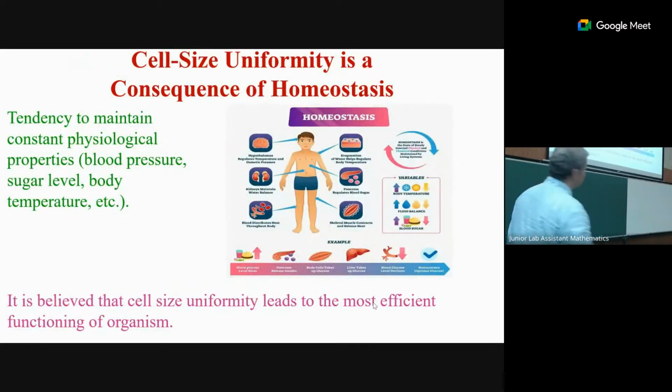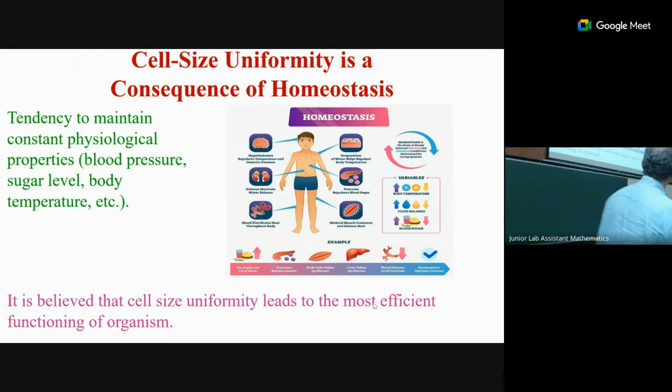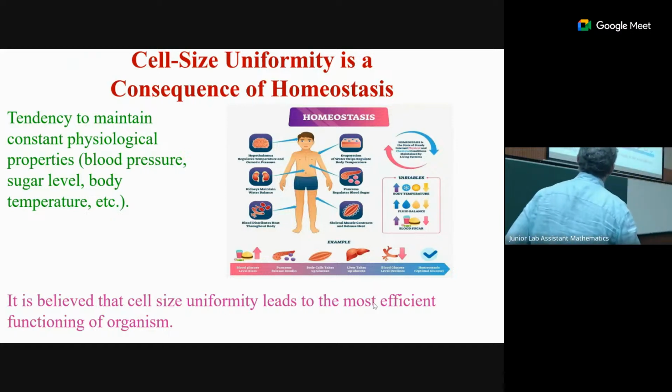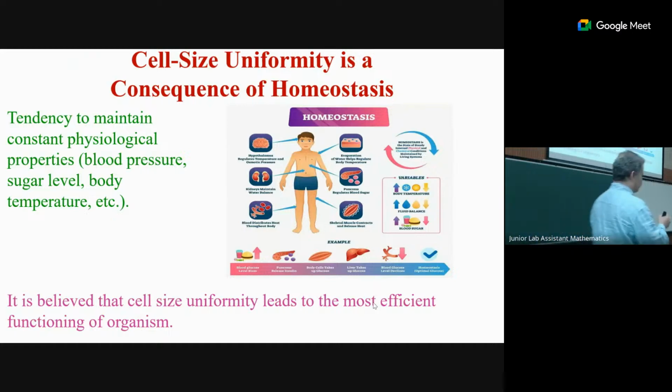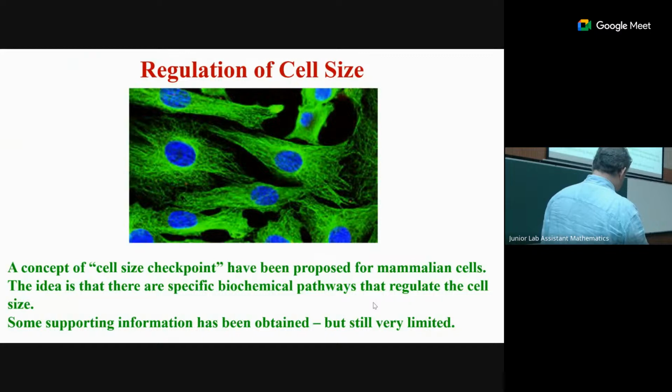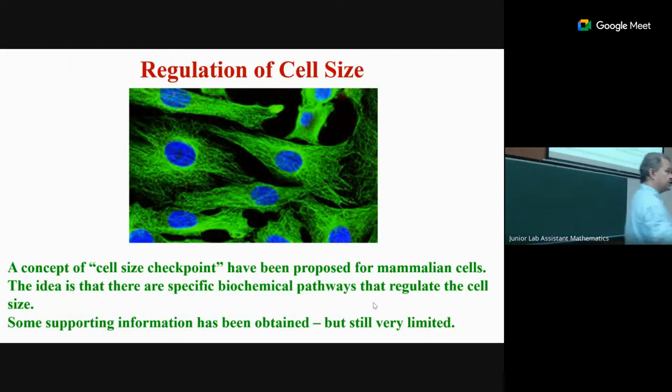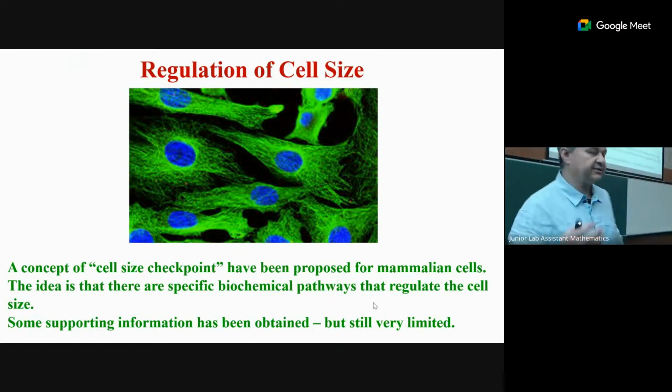Good. Again, this is something that we mentioned. This is a consequence of homeostasis. Homeostasis is the tendency to maintain constant biological properties. We already talked about it several times. So again, it is believed that keeping cell size almost constant provides the most efficient functioning for biological systems. But the question is how biology can do it. What is a possible mechanism? And it remains a source of debate.